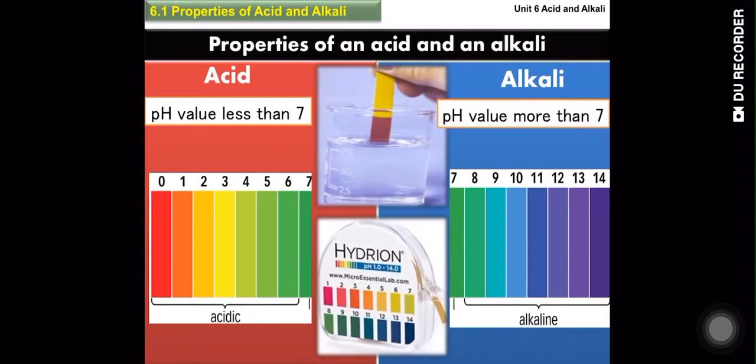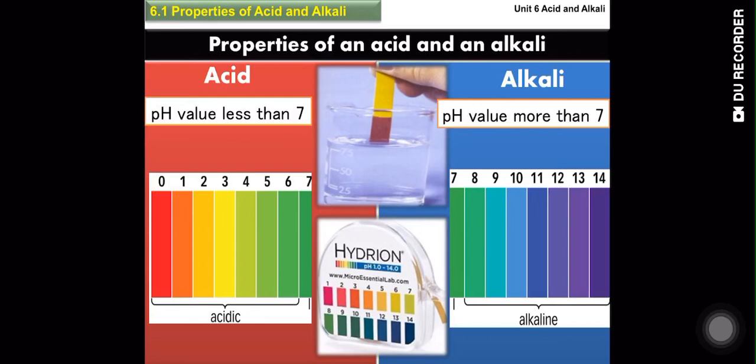Okay, the very basic properties of acid and alkali. First thing, when you look at acid, the pH value is less than 7. The pH value of acids is less than 7.